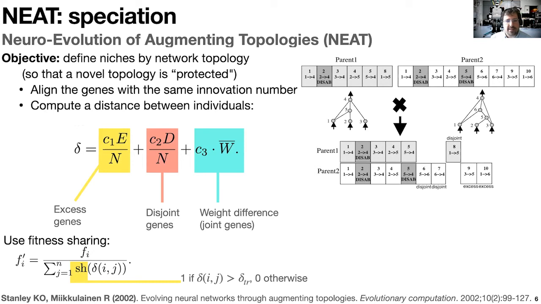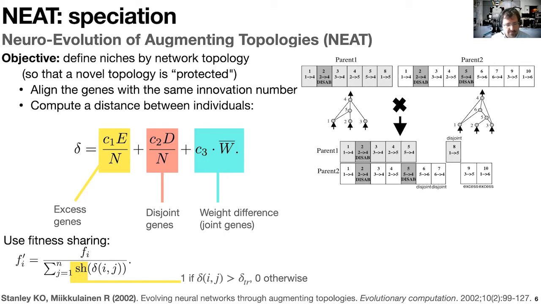So to do this in concrete terms, we do the same alignment and we compute what we have on the left, which is a simple weighted sum in which the distance is the number of excess genes plus the number of disjoint genes plus the weight differences for the genes that are the same. And then we have weights, C1, C2, and C3, to weight these things. So with this, we can say this neural network is the same as this one, is very different, or very close to the other one. So given a population, we can compute distances.